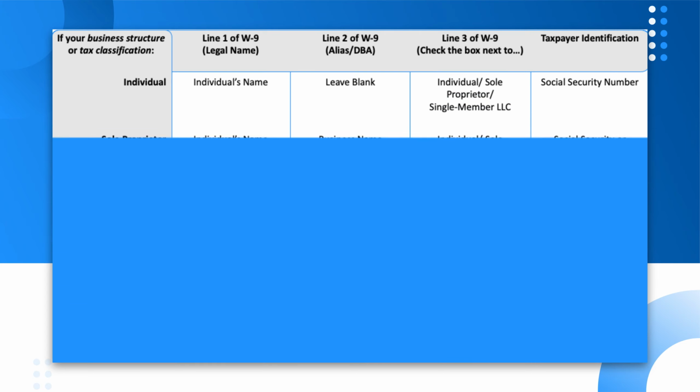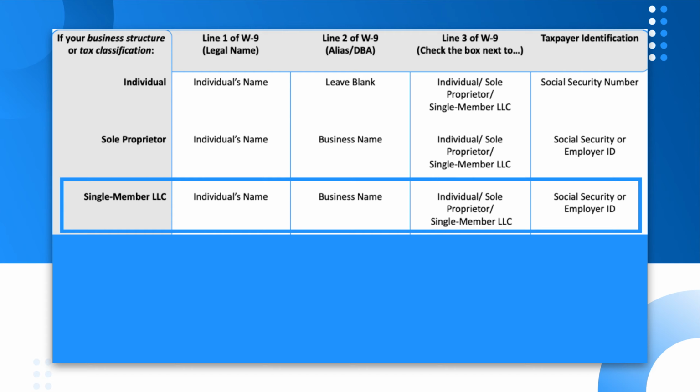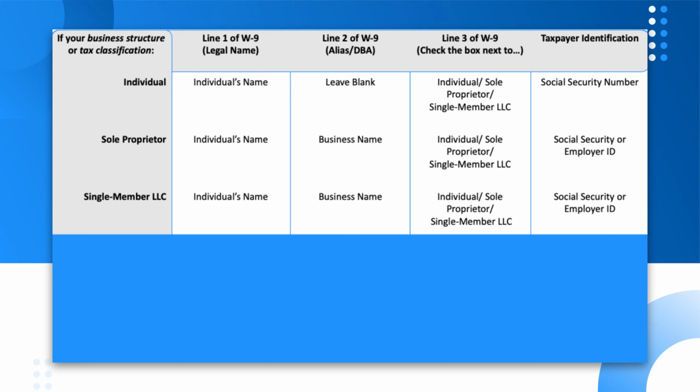If you are an individual, sole proprietor, or a single-member limited liability company, LLC, your legal name must appear in line 1, and the alias or DBA name can be added to line 2. The appropriate tax classification box should be checked, and you should provide your Social Security or employer ID number. A single-member LLC is an LLC owned by an individual person. If you have questions about which type of LLC your company is, feel free to contact Vendor Registration for assistance.